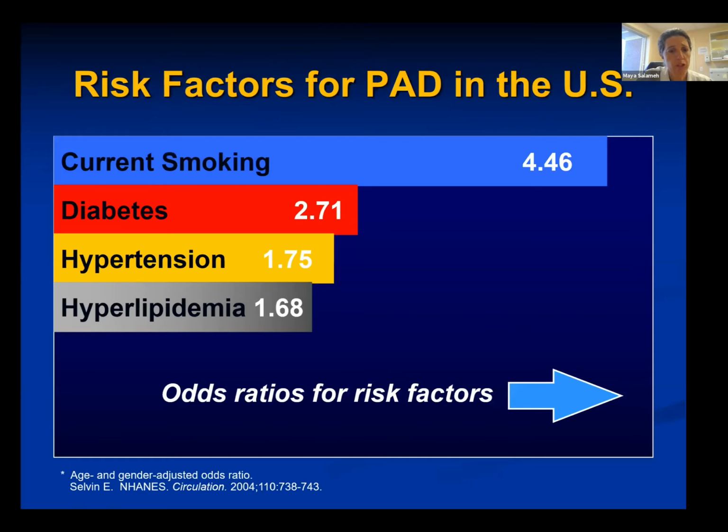These are the age and gender adjusted odds ratios for risk factors for PAD. This is based on data from NHANES. What you can see here is that smoking and diabetes are the two strongest risk factors for PAD. You also have hypertension and hyperlipidemia, similar to some of the risk factors for coronary artery disease.